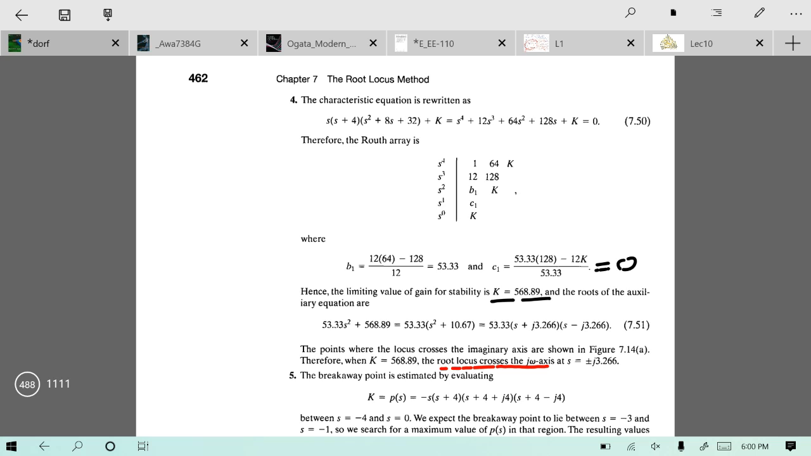So at k is equal to 568.89, you have your pole on the j omega axis. So the auxiliary equation for that, it is a zero row, then the auxiliary equation will be over here, which is bs square plus 568.89, which is the value of k. So from here you can calculate s by putting this value of k. At this value of k your system is marginally stable, so put that value of k over here and you will find the value of s.